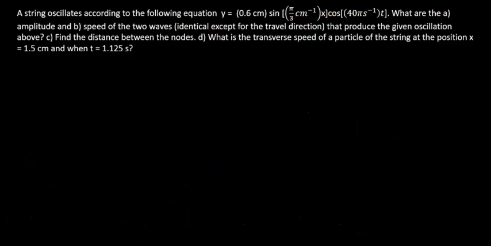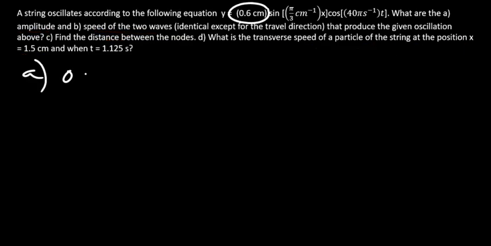Let's look at the following problem. A string oscillates according to the following equation. As you can see, the position part is separated from the time part, signifying that this refers to a standing wave. What are the amplitude and speed of the original two waves that were identical except for the travel direction that produced the given oscillation above? C. Find the distance between the nodes. And D. What is the transverse speed of a particle of the string at the following position and at that time?